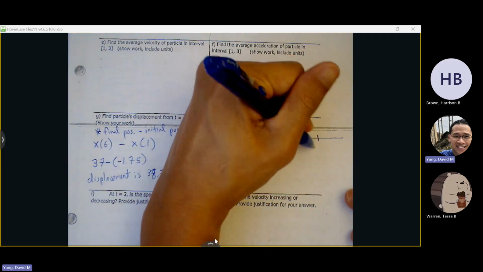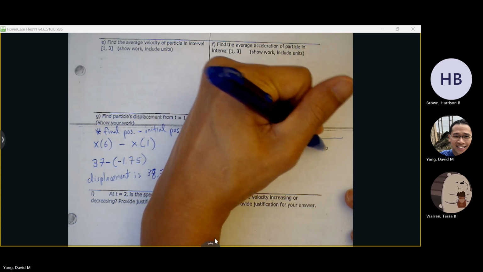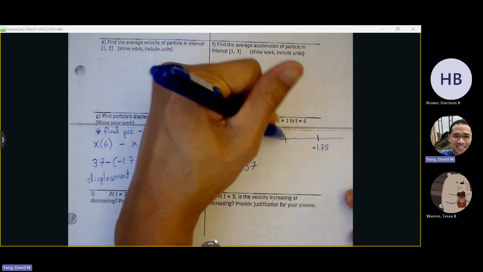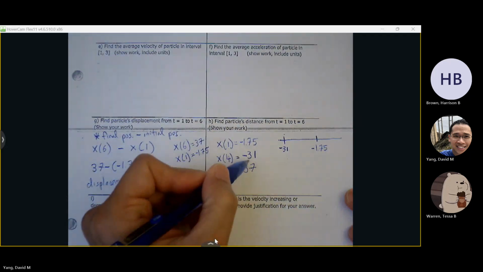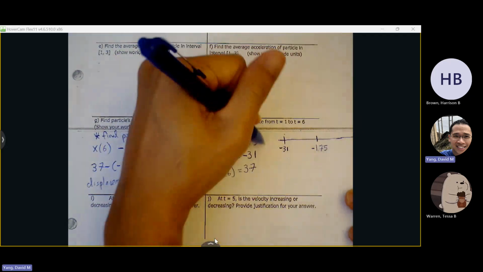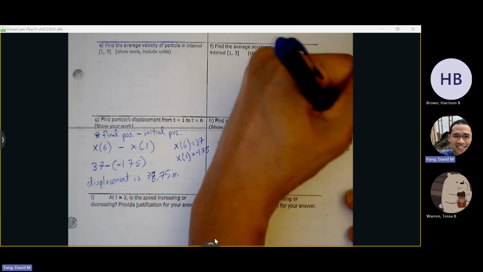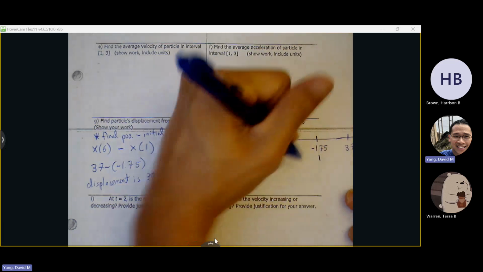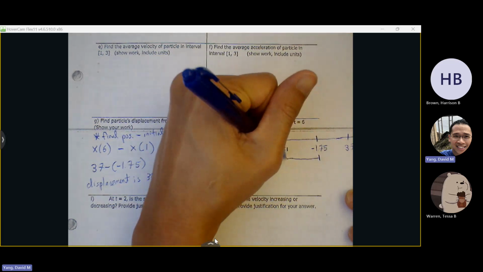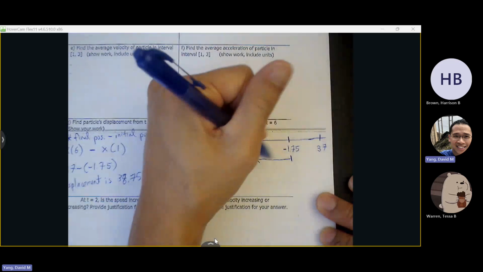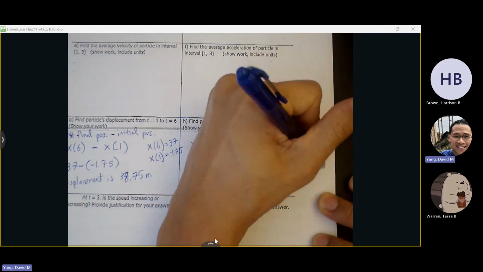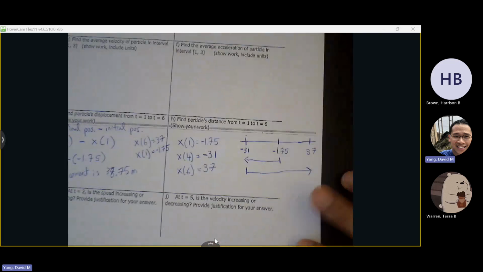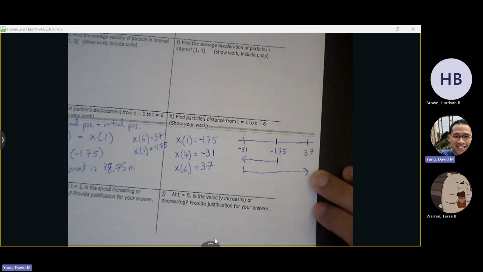Let's say this is negative 1.75. Then you walk all the way over to negative 31 on the number line, and then you go all the way over to the right to 37. So you're starting here at negative 1.75, walking to the left and counting your steps. Once you reach negative 31, you stop, turn around, and move to the right, counting your steps to see how many it takes to get to 37.